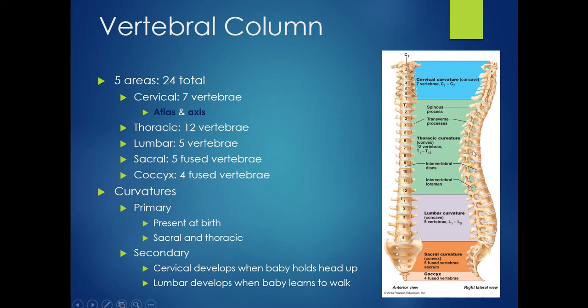So the thoracic curvature and the sacral curvature are the 2 primary curvatures. The cervical curvature will develop first. That occurs when an infant learns to hold its head up on its own, so usually a couple months into that. And then the lumbar curvature will develop when an infant learns to walk, at typically about a year old.